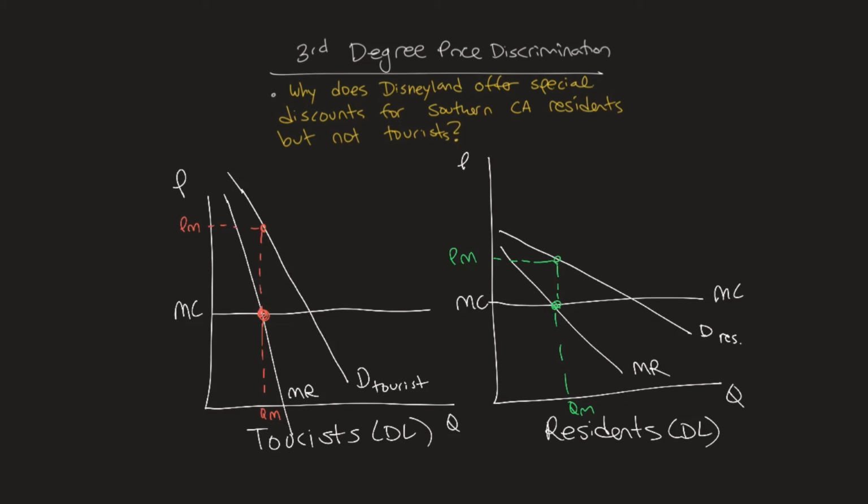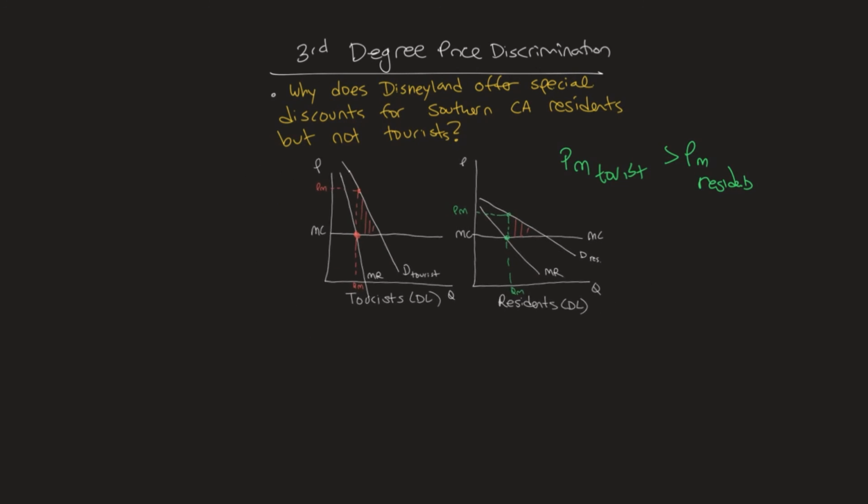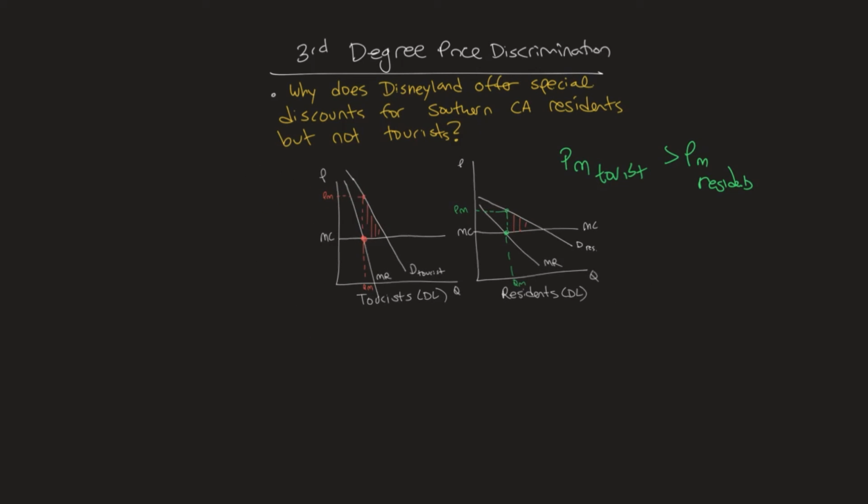Now notice what's happening here is that the market price for tourists is actually greater than the monopoly price for residents. And why is that? Well, we know residents tend to be more elastic. Now this only occurs if the firm is allowed to charge all individuals a different price. Now notice as a result of this, you'll have some deadweight loss in both of these markets. But overall deadweight loss will actually be reduced, because if you were to charge everyone the same price, you may have a lot fewer residents of California visiting Disneyland.